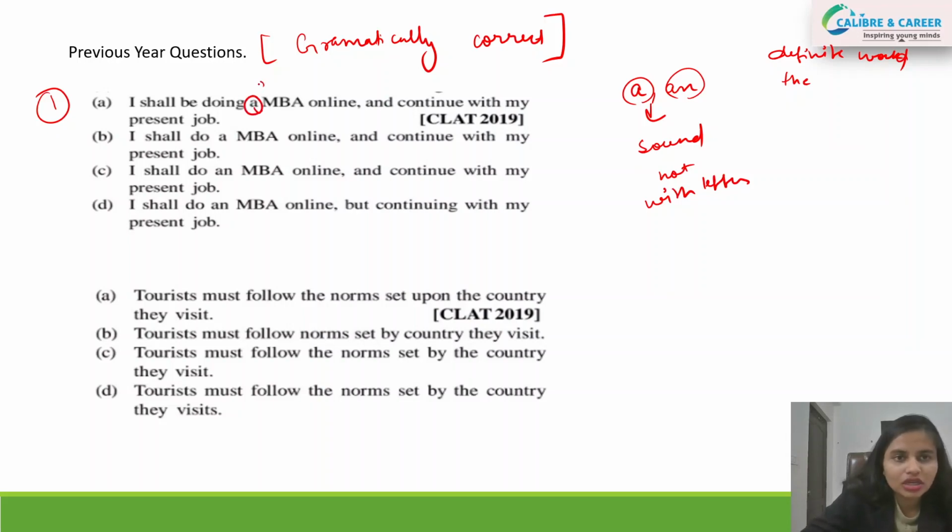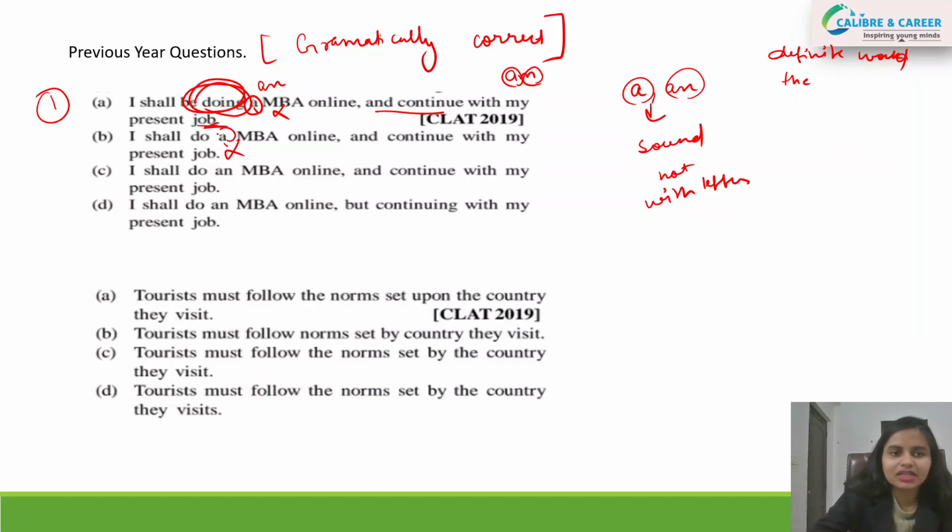Here a should not come, an should come. Since MBA, the sound that you are getting is "em-bee-ay", starting with a vowel sound, AEIOU. What should be the article with your vowel? It should be an. So that's the reason this will be incorrect. Now, I shall be doing, this is also incorrect. It is referring to something that will happen in future continuous, but it is not correct, since it is talking about continuing with my present job, so the person is continuing the present thing, so it will be incorrect.